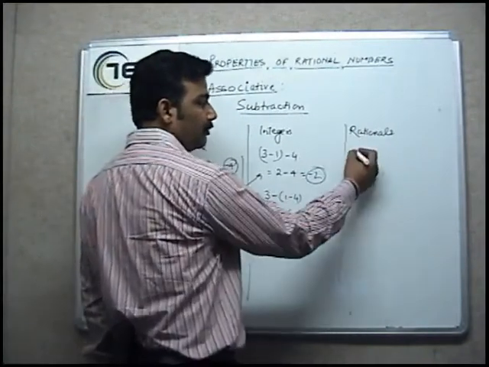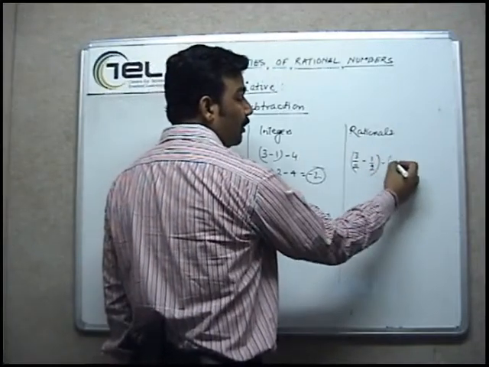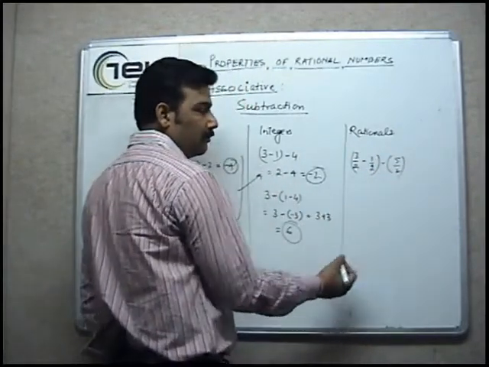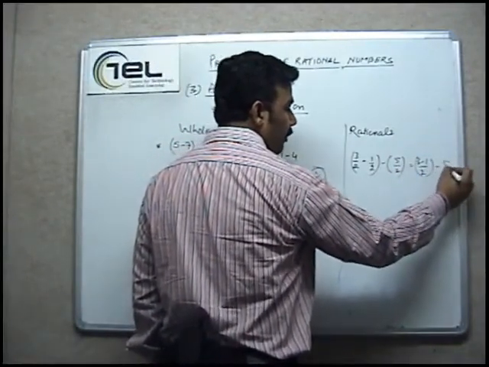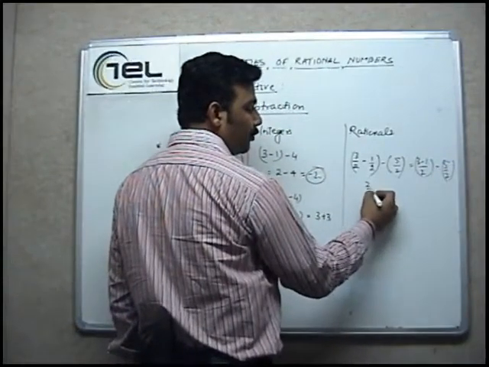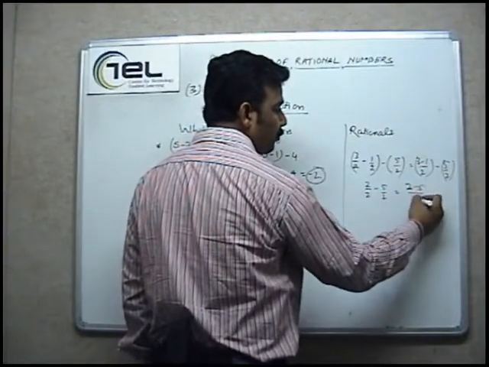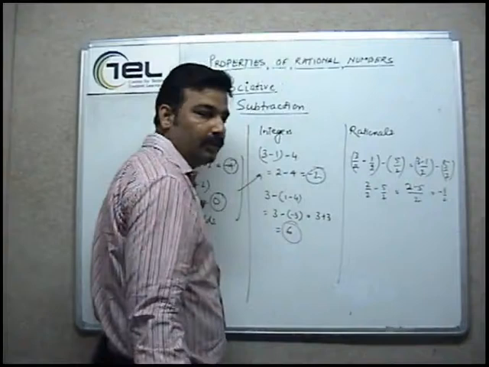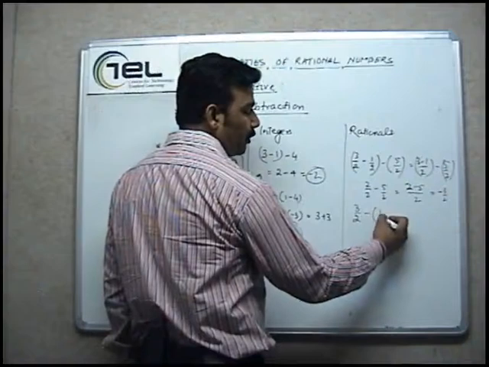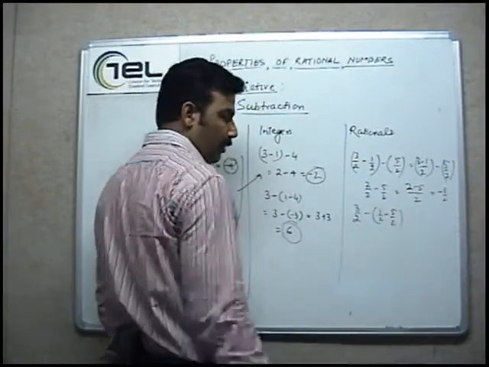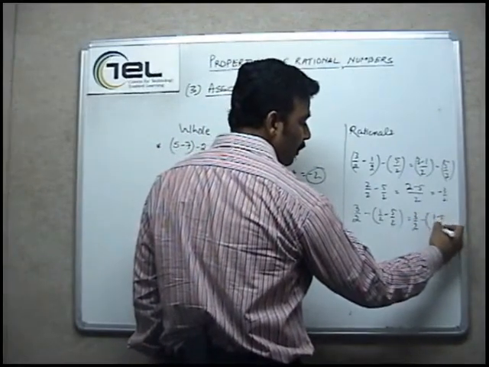In rationals also: 3 over 2 minus 1 over 2 minus 5 over 2. It is 3 minus 1 over 2, which is 2 over 2, minus 5 over 2. It is 2 minus 5 over 2, which is negative 3 over 2. But if I do it in the reverse order, 3 over 2 minus the quantity 1 over 2 minus 5 over 2, what will it be? It is 3 over 2 minus negative 1 minus 5 over 2.